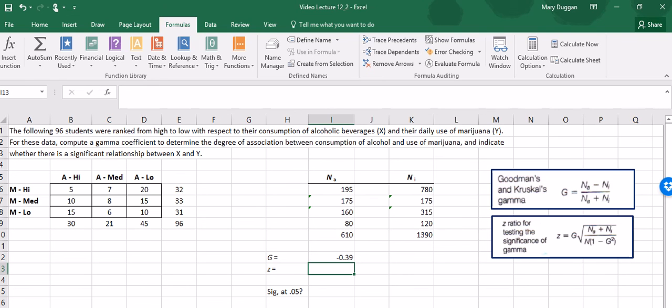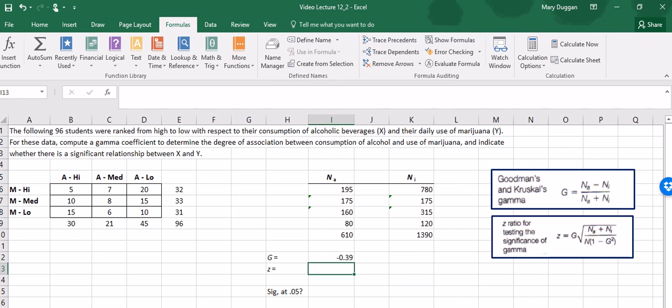And since this is a negative number, it indicates that there's a negative association between marijuana and alcohol use. So gamma ranges from -1 to +1, and the sign indicates whether it is a positive or negative association, and the size indicates the strength of the association. So a gamma of 0 would indicate no relationship between marijuana and alcohol use, and a value of 1 would indicate a perfect association. And so looking at this, it's negative 0.39.